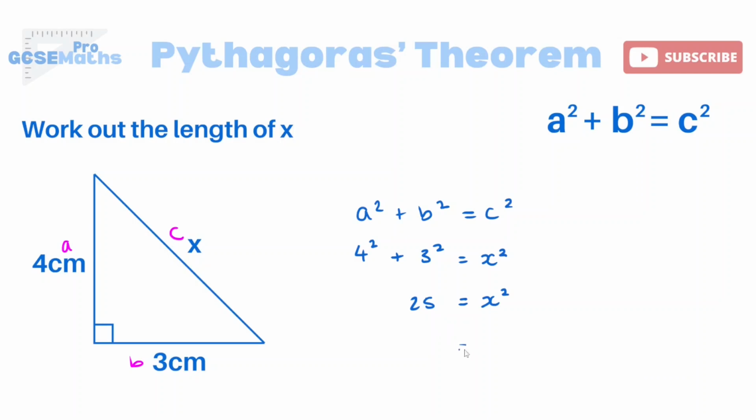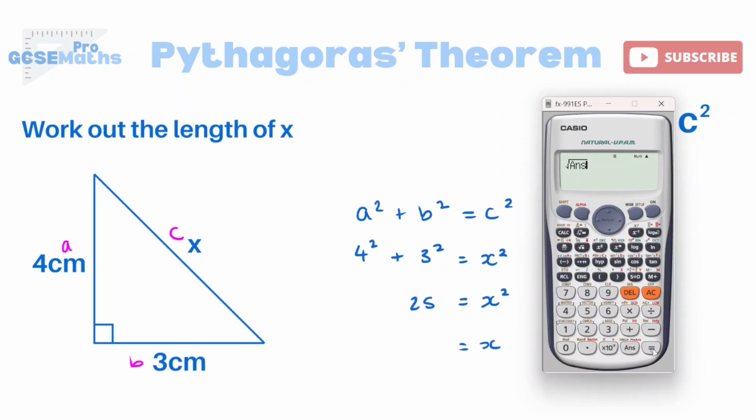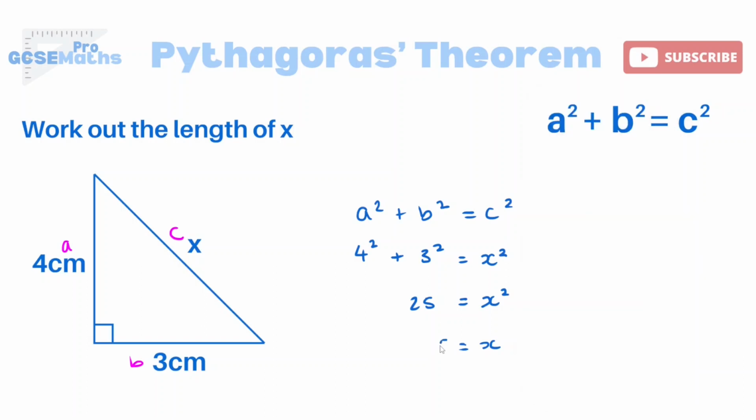So my final step is to do the square root of both sides of my equation, which is just 5. So in this case, the answer is x equals 5, so 5 centimetres. There we go. So label the sides correctly, substitute into the equation, and then solve it.